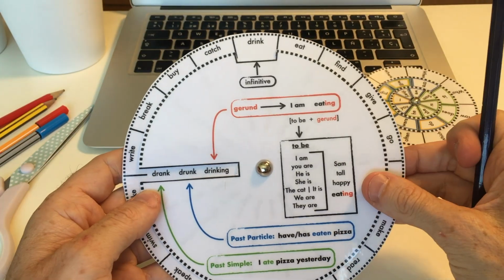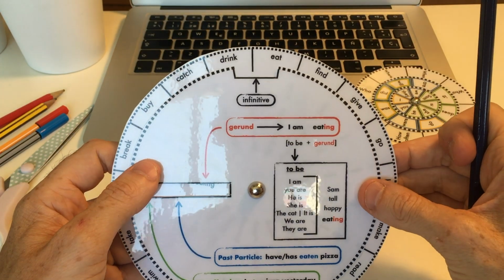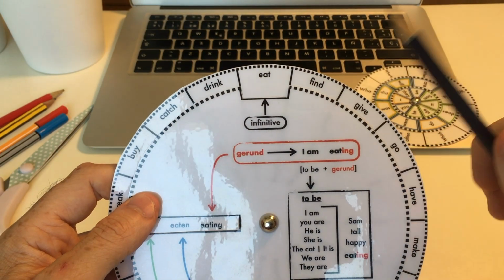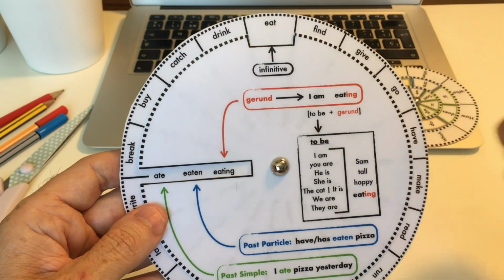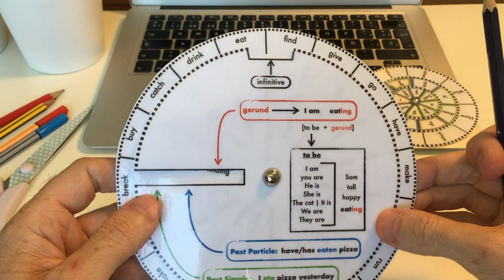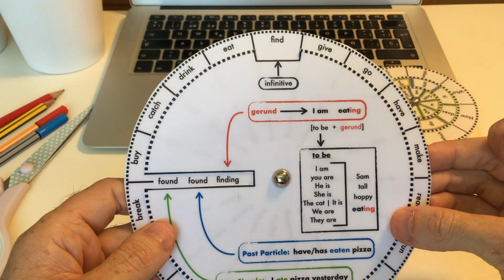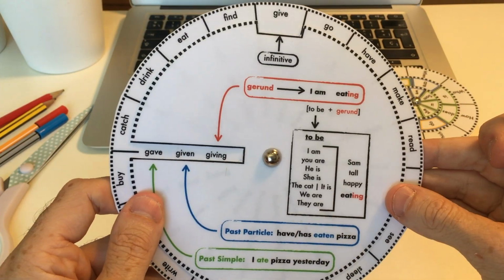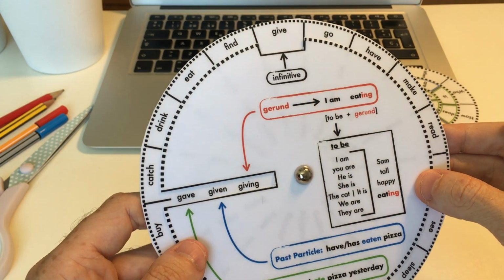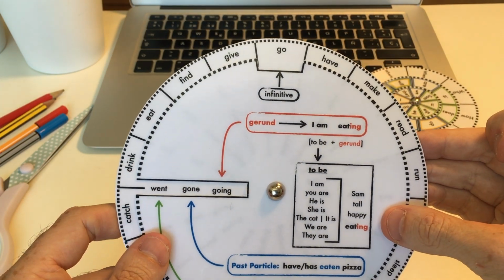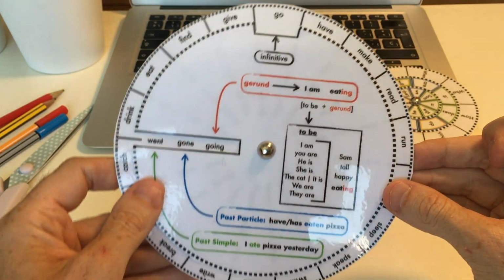So let's just rotate the wheel to eat. And now we have eat, which is in the infinitive. And then now we have ate, eaten, eating. Find, found, found, finding. Give, gave, given, giving, sorry. And then go, went, gone, going.